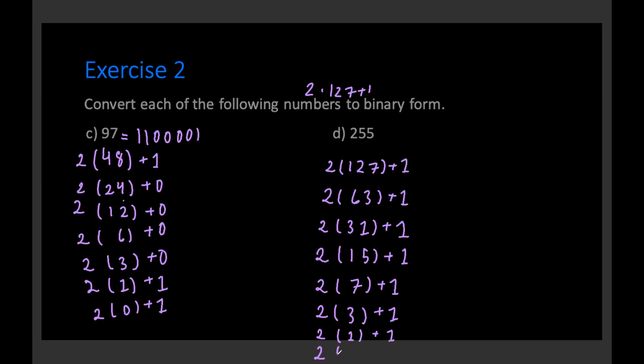2 times 0 plus 1. So it's just all ones. So you want to read that out? 1 1 1 1 1 1 1 1. Perfect. Look at that.